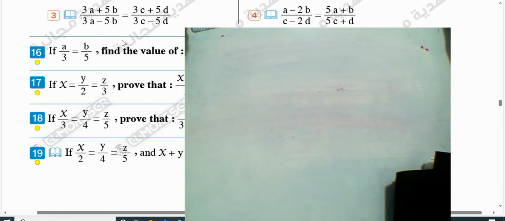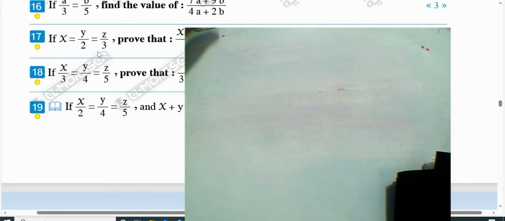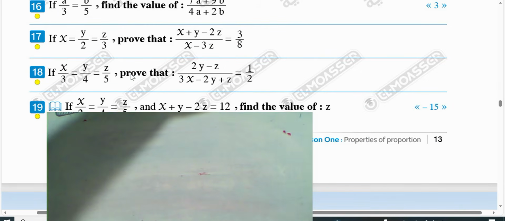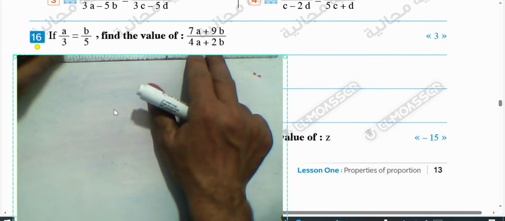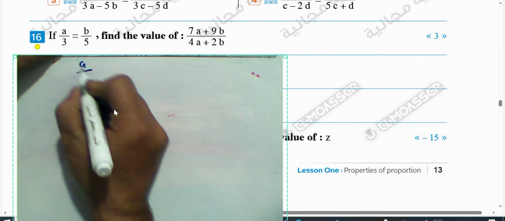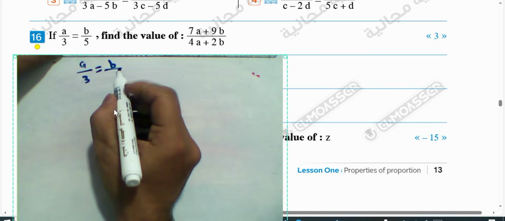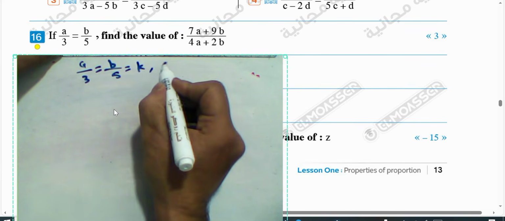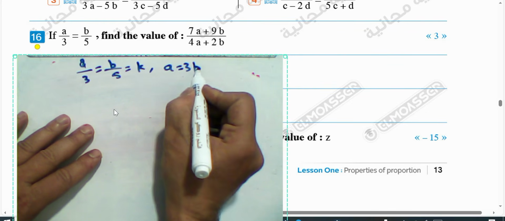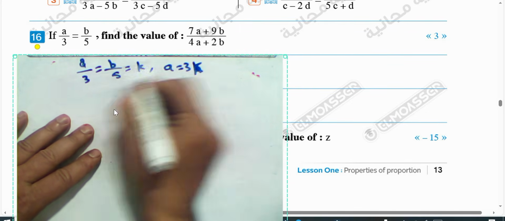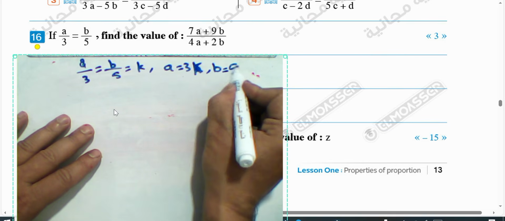Next, question number 16 here. If e over 3 equals b over 5, find the value of this expression. We have e over 3 equals b over 5. It will be a constant k. The k here is a constant. Then the value of e equals 3k, and b equals 5k, and k is a constant not equal to 0.